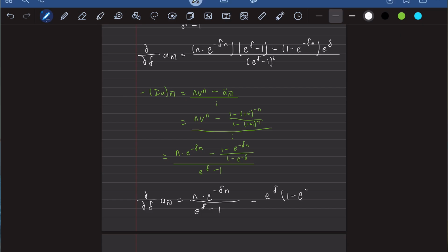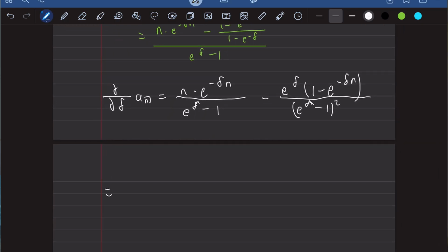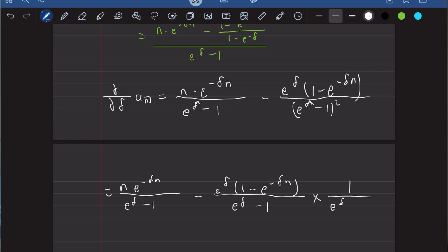1 minus e to the negative delta n. I'm just going to keep it the same for now. So e to the delta minus 1 squared. Now I'm going to split it up and write it in a certain way, and you'll see why. So we have n e to the negative delta n over e to the delta minus 1, minus e to the delta multiplied by 1 minus e to the negative delta n over e to the delta minus 1, times 1 over e to the delta minus 1.